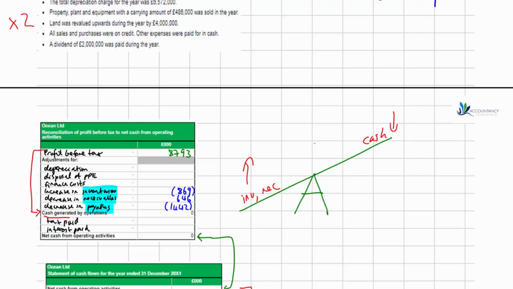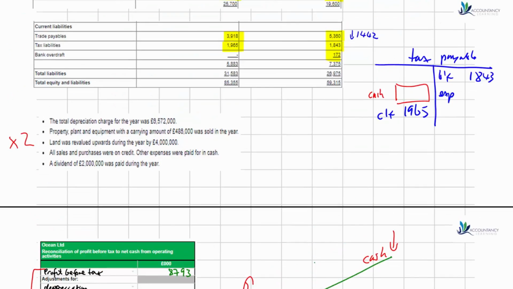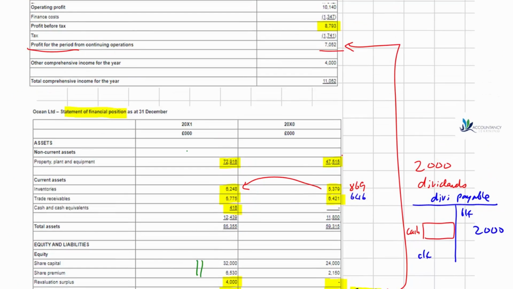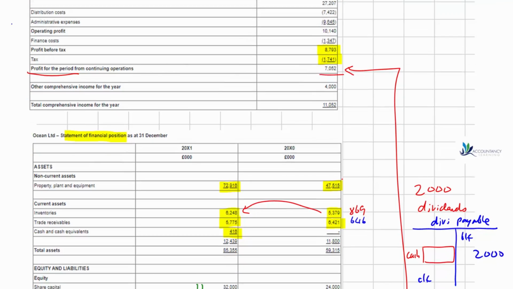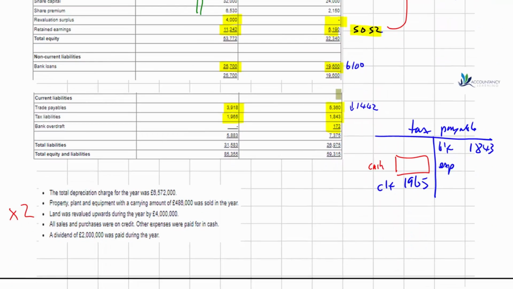Here's my profit before tax. And what else do I want to use? I also want to use the tax number. So there's the tax, 1741. That's my tax expense, and I'm going to put that into my working.